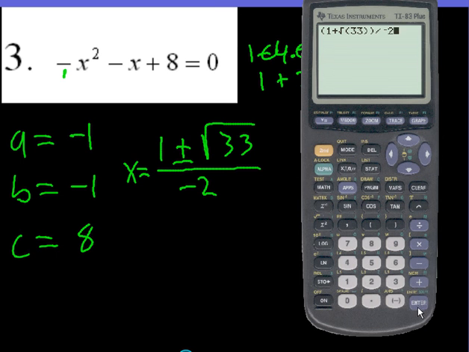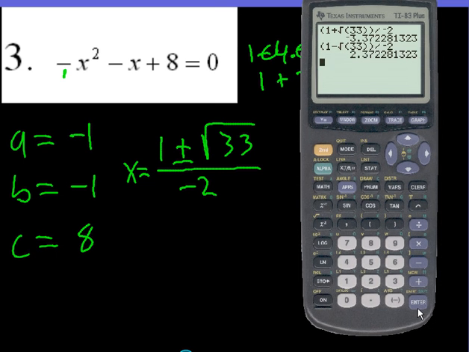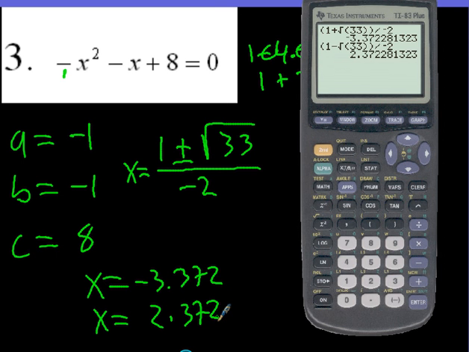And second, enter. Negative. So negative 3.372. Or x equals 372. It's pretty common that you see the same end to the two numbers, 372, something like that, because you're adding and subtracting the same thing, right? And so we end up with a similar result. Okay, so that's number 3.